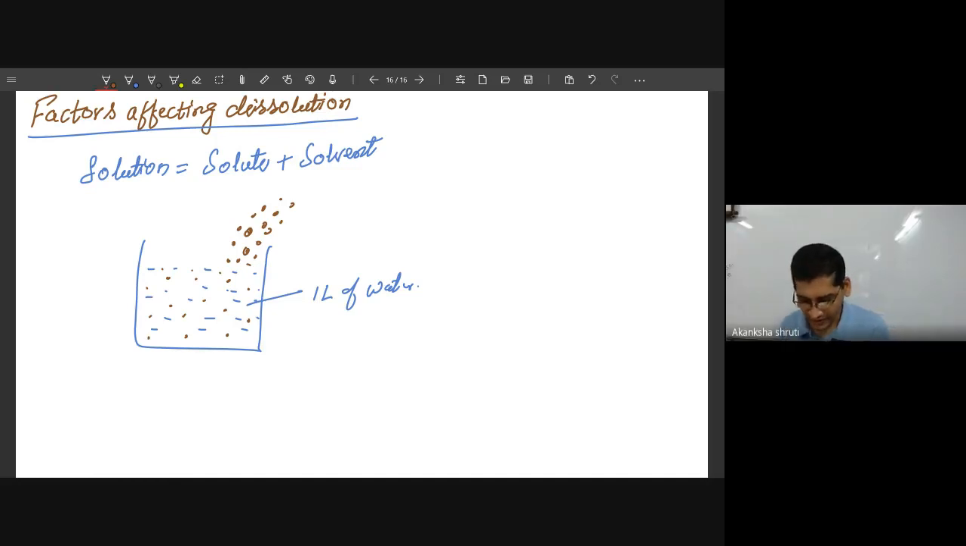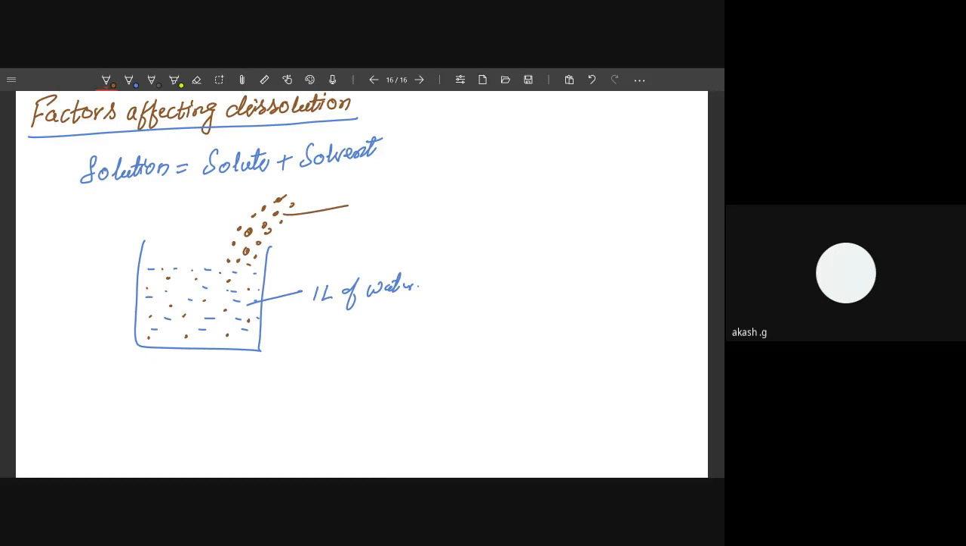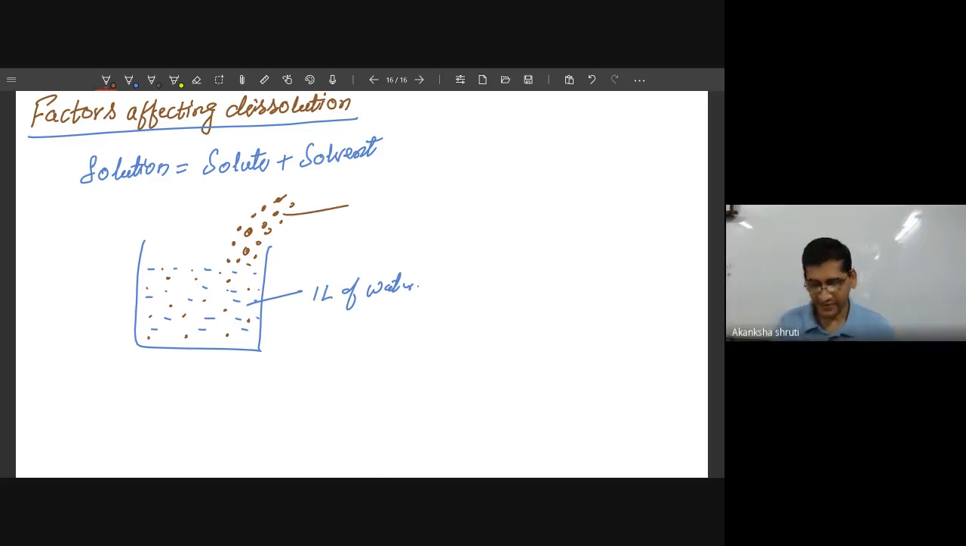Very good. So right here, only a limited amount of sugar will dissolve. So what is that maximum amount? What is the maximum amount of solute that can be added in a solvent? That is called the saturation limit.